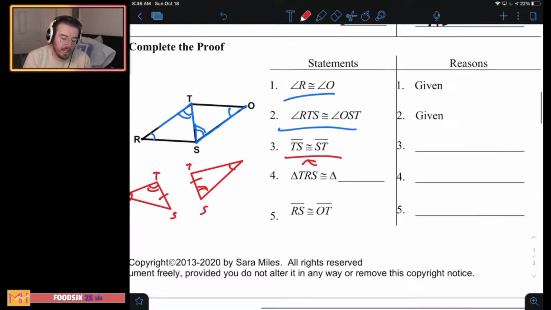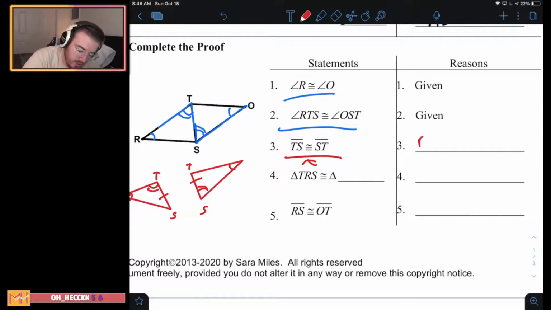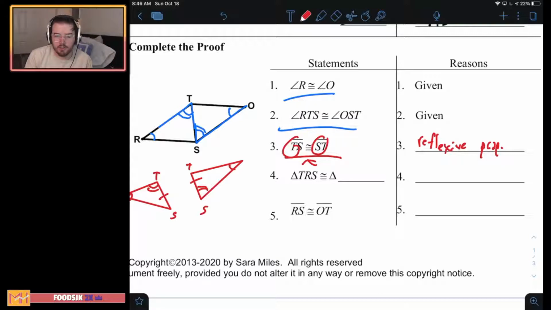Well, there's a name for that, and I don't expect you to know that off the top of your head right now. The fact that they're sharing that side, the fact that it's the same side twice, is called the reflexive property. All right? And why is it called the reflexive property? Because you're saying something is congruent to itself, right? Of course 2 is equal to 2. Of course 5 is equal to 5. Of course my hand is the same as my hand, right? Well, of course TS is congruent to TS because they're the same thing. That's the reflexive property.